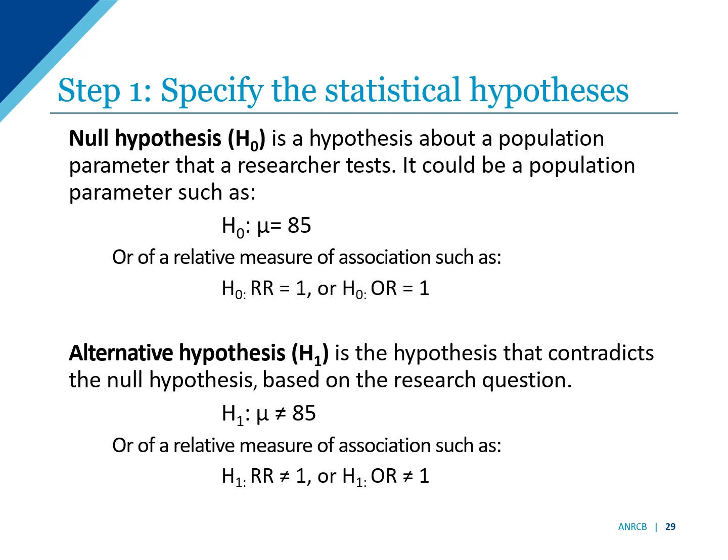The statistical null hypothesis is about a population parameter that a researcher tests. It could be a mean, like mu equals 85, or some certain number, or for our relative measures, it could be that there is no difference, such as relative risk is equal to 1, or odds ratio is equal to 1. The alternative hypothesis is the hypothesis that contradicts the null based on the research question. This could be that simply mu does not equal 85, or that relative risk or odds ratio does not equal 1.